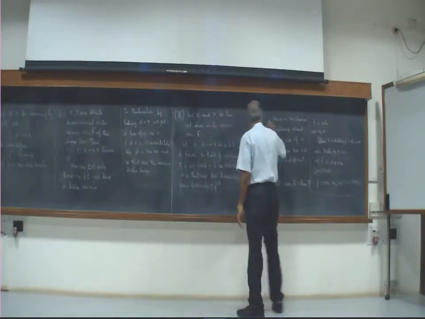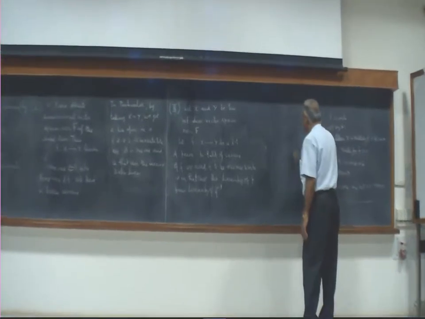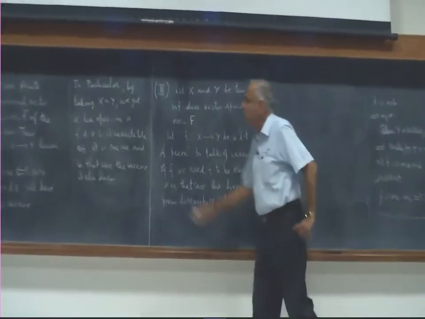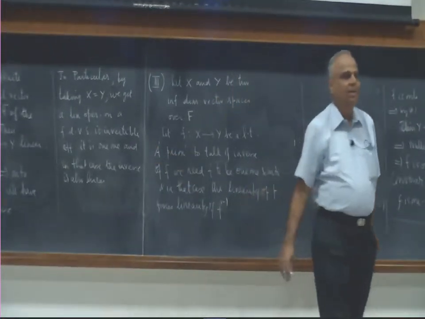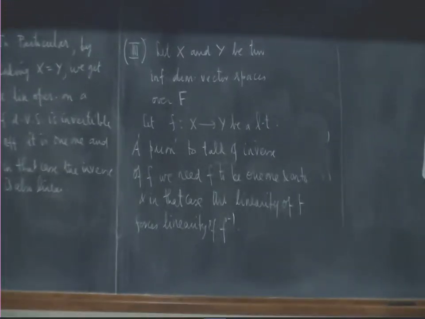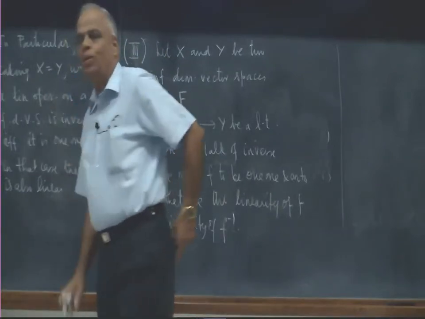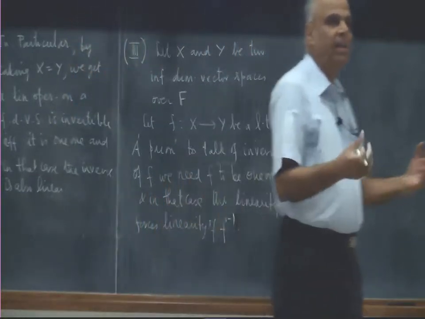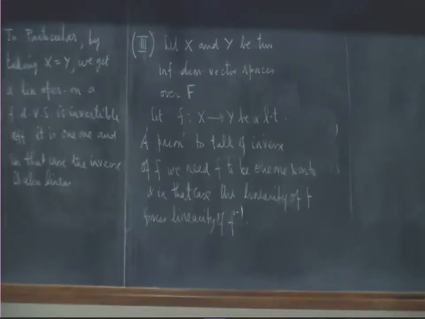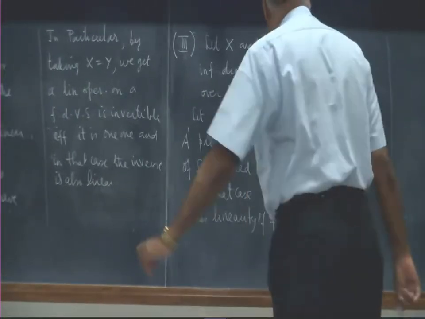Okay. But however, will something like this hold? That is, if the dimensions are the same, will then 1-1 mean onto? In particular, for example, if I take x equal to y, definitely the dimensions are the same, the spaces are the same. Will 1-1 mean onto? So therefore, let's look at this.